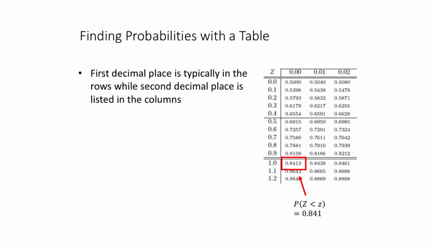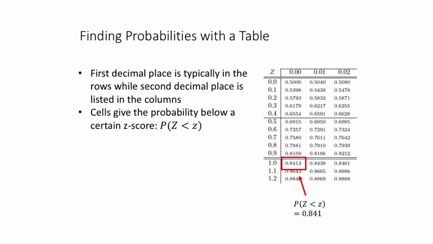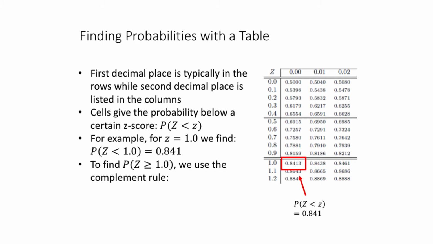When you use a normal probability table, the first decimal place is typically in the rows, while the second decimal place is listed in the columns. Each cell gives the probability, by convention, below a certain z-score. It gives you the probability of having a z-score below some cutoff z-score. In this case, that cutoff is Anne's z-score of 1. So what's the probability of a z-score less than 1? We go down to the row equal to 1, and since the second decimal place is in fact 0, we have this probability of 0.841.